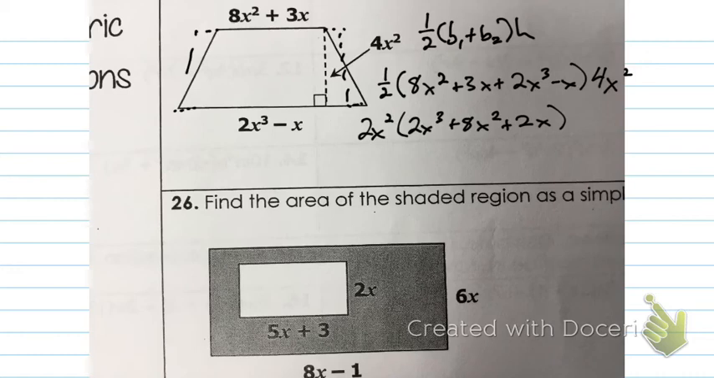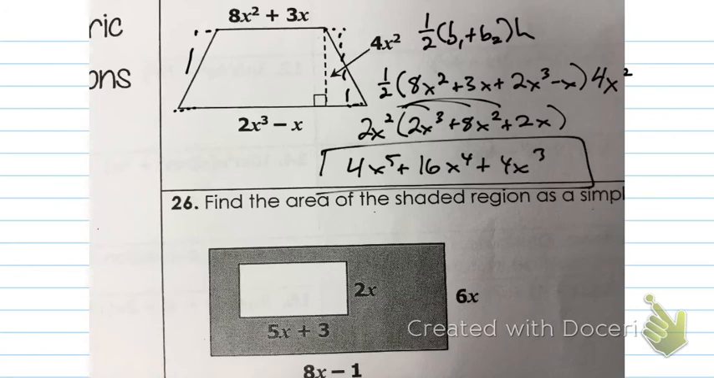Okay? Now, I have a monomial times a trinomial. I'm going to distribute that. Get 4x to the 5th plus 16x to the 4th plus 4x cubed. And that is, well, I did 2 times 2 is 4, 2 plus 3 is 5, 2 times 8 is 16, 2 plus 2 is 4, 2 times 2 is 4, 2 plus 1 is 3.